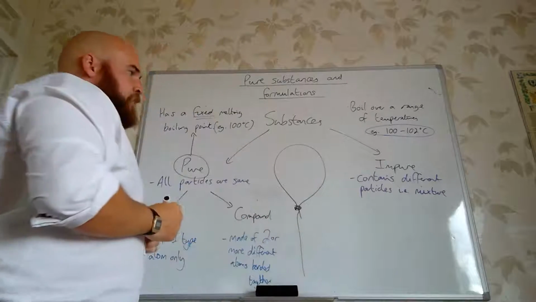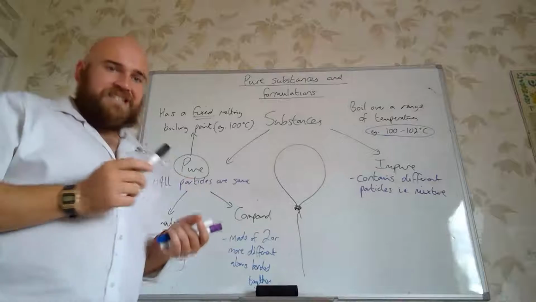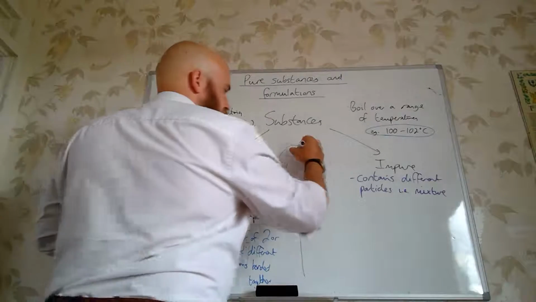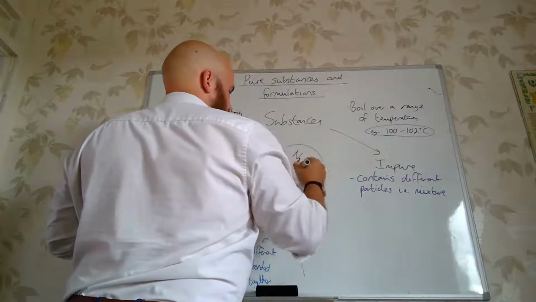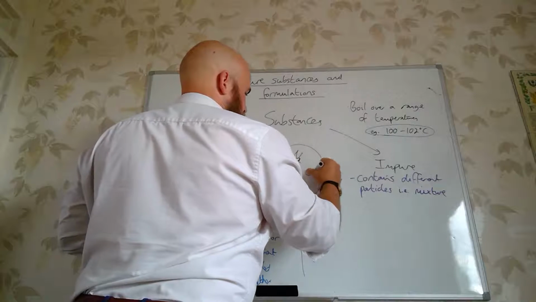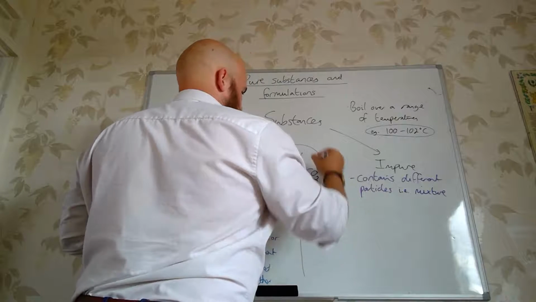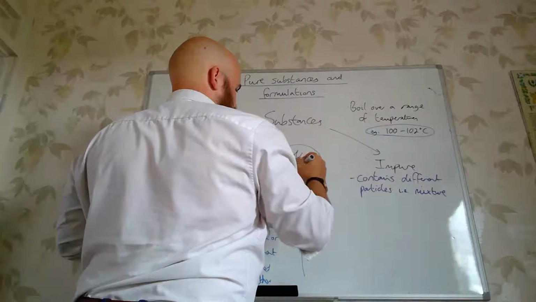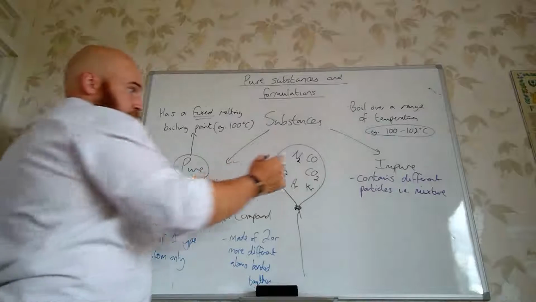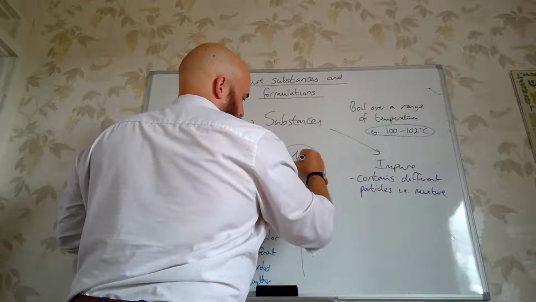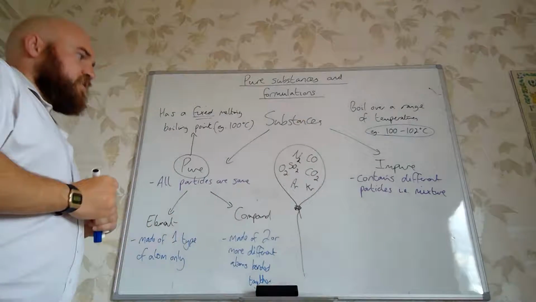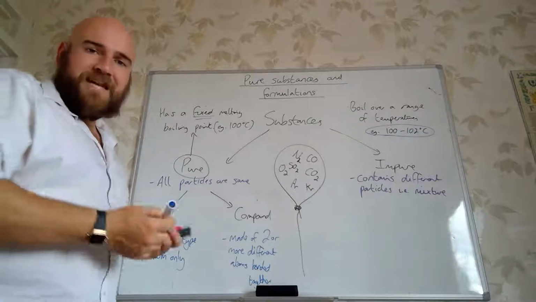There we go. I've got a balloon full of air there. Inside that balloon, I've got some nitrogen, some oxygen, some carbon dioxide, some argon, a bit of krypton. Might be a bit of carbon monoxide. Could be a bit of sulfur dioxide from pollution. So I've got all these different gases mixed together.